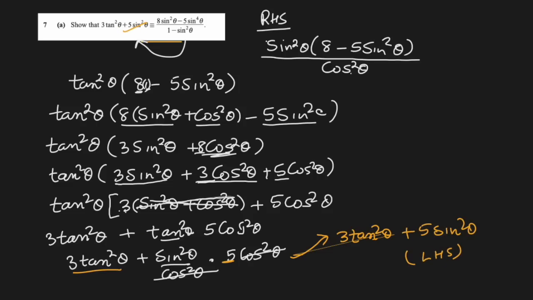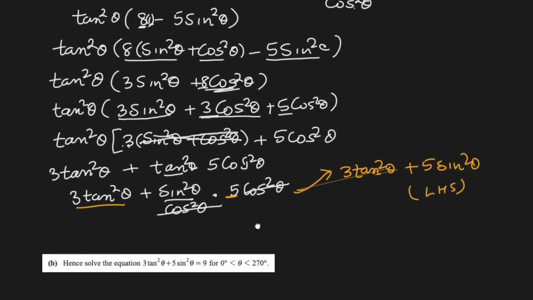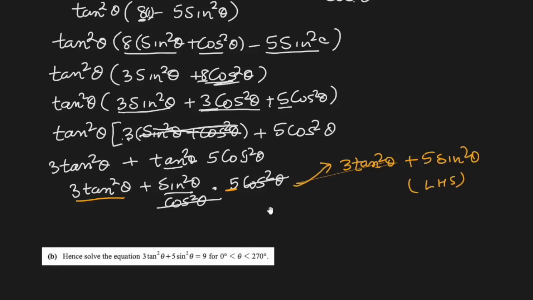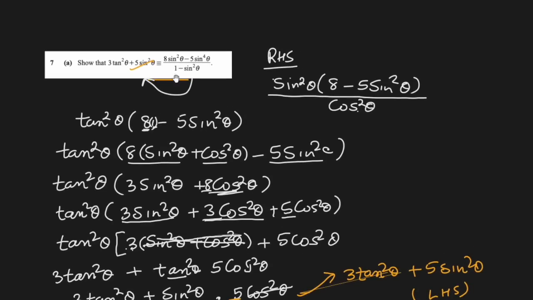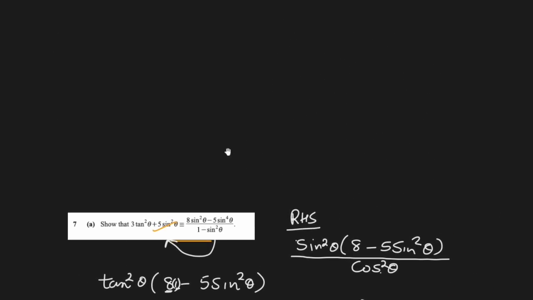Let's move on to B part, which is: hence solve 3 tan square theta plus 5 sine square theta equal to 9. That means they want us to convert this to the right side, equal to 9. So let me solve it here. So I will not write the left hand side, I will write the right hand side now. So 8 sine square theta minus 5 sine to the power 4 theta over 1 minus sine square theta is equal to 9. That's what was there.